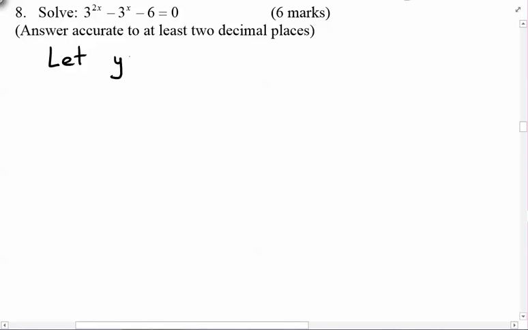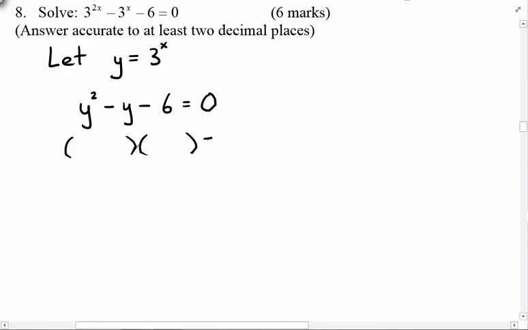Let's let y equal 3 to the power of x. Then 3 to the power of 2x is the same thing as y squared. 3 to the power of x is y, and we get y squared minus y minus 6 equals 0. So this is something that we could factor.